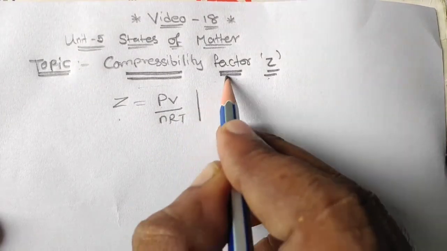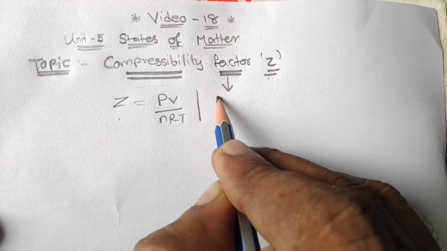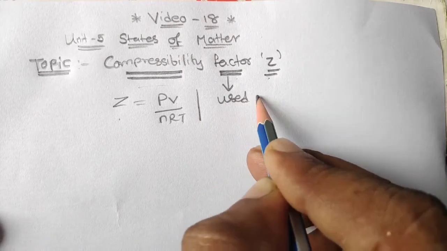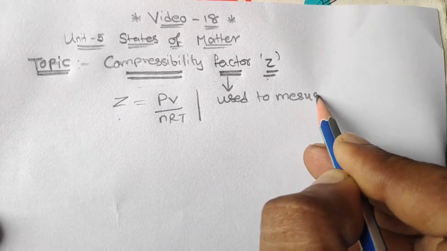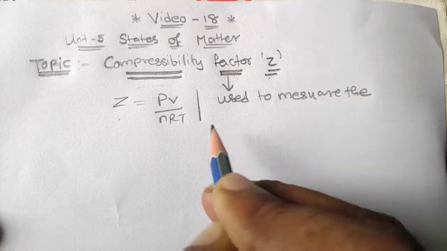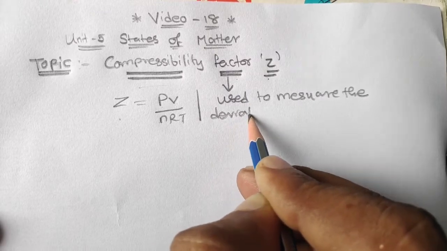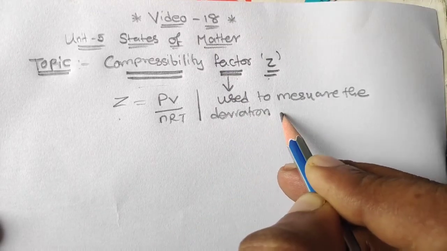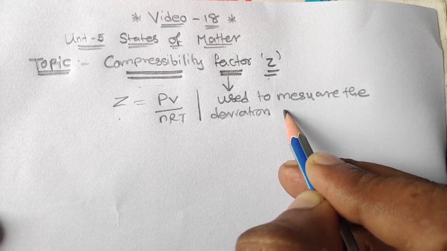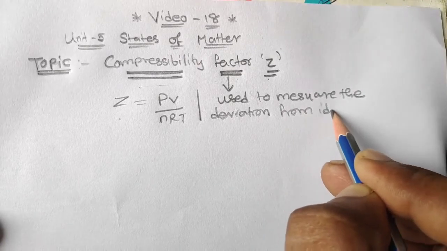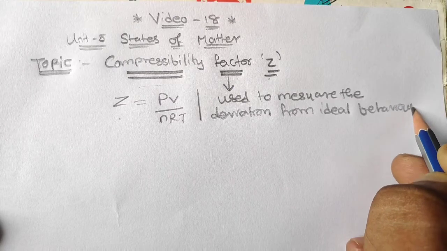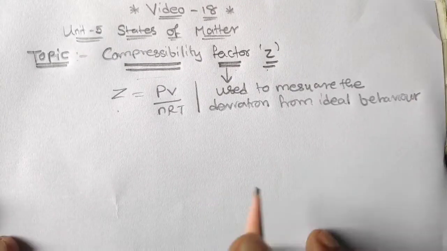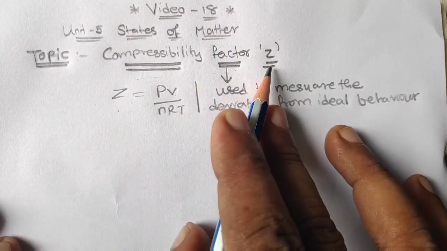Now, why is this compressibility factor required? It is used to measure the deviation of real gas from ideal behavior. So this is the use of compressibility factor Z.